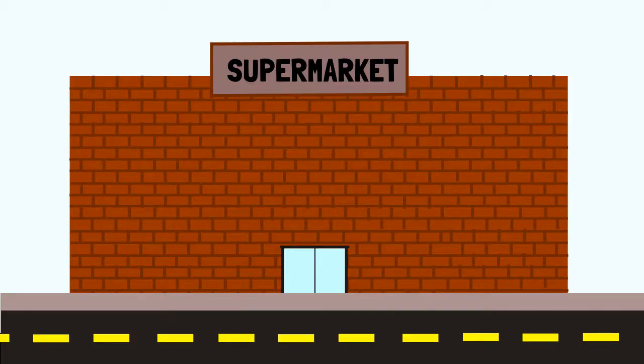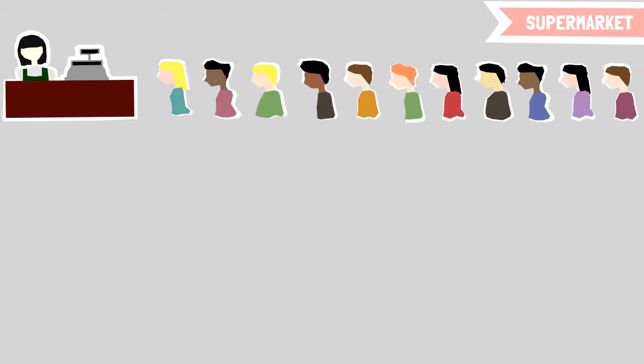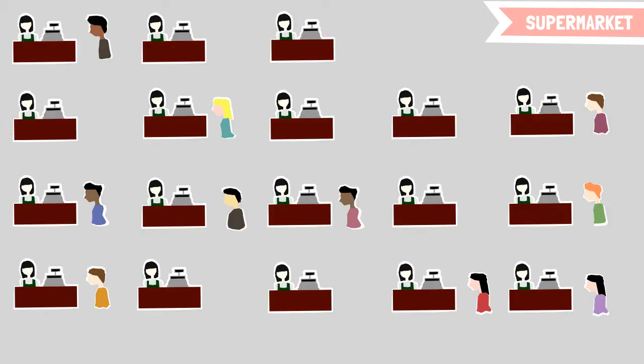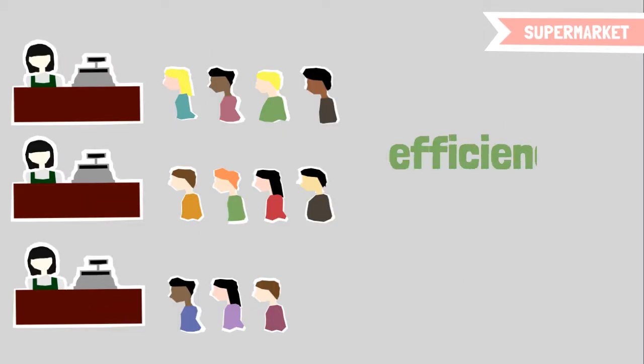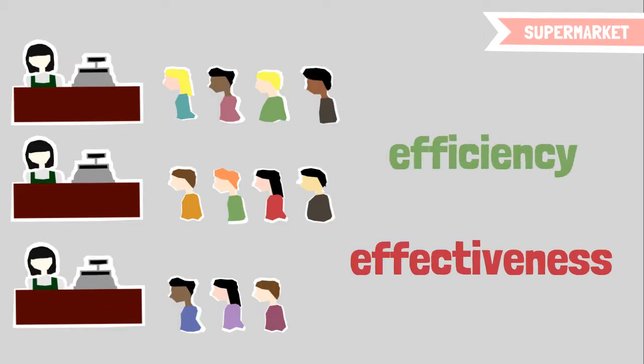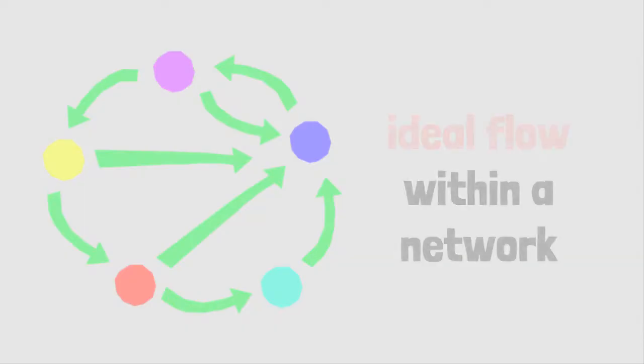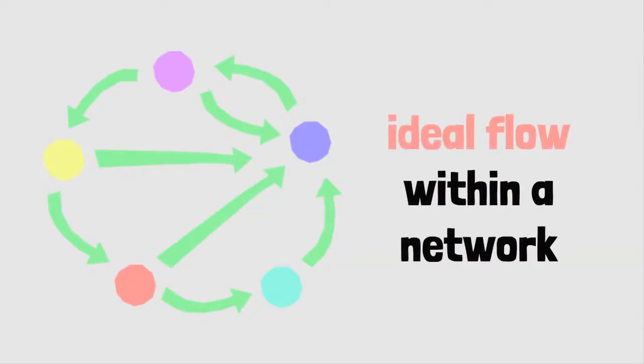If you go to the supermarket and there's a long line, you add more cashiers. If you add too many cashiers, there are now idle cashiers. You want efficiency and effectiveness. You want it to be just enough, ideal. And so we're looking for the ideal flow within a network.